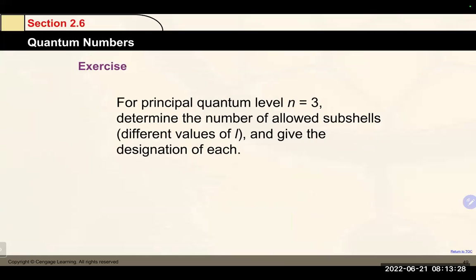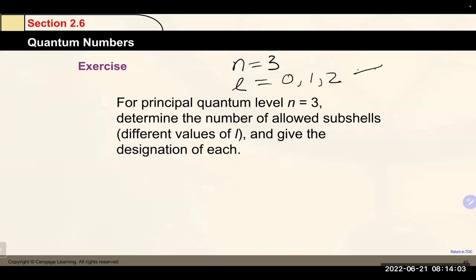For a principal quantum number of n equals 3, we want to determine the number of allowed subshells, the different L's. I think we went through this one, but just one more time to run through it. If n is equal to 3, the possible values of L would go from 0 to 1, and then n minus 1, which is 2 in this case, since 3 minus 1 is 2. Those would be all the possible values for L.